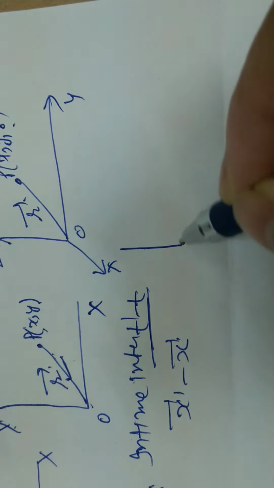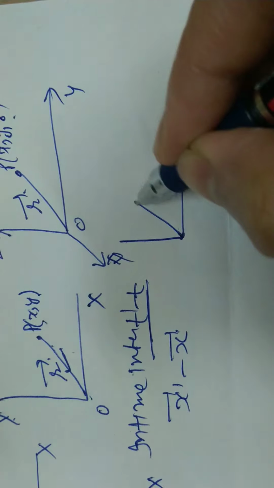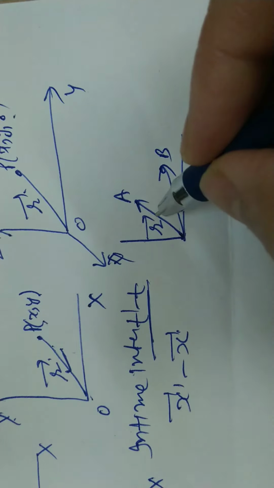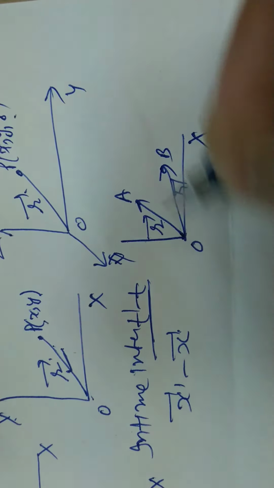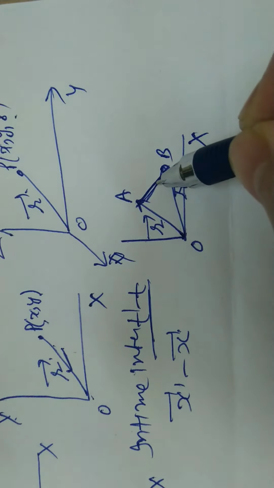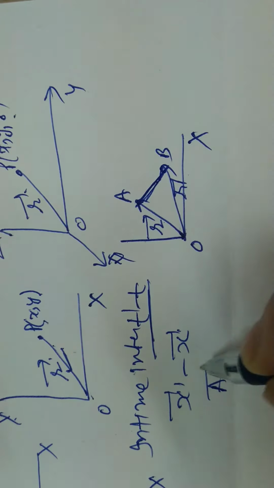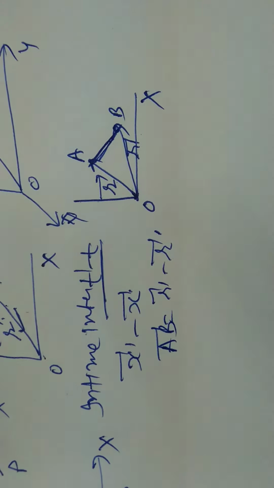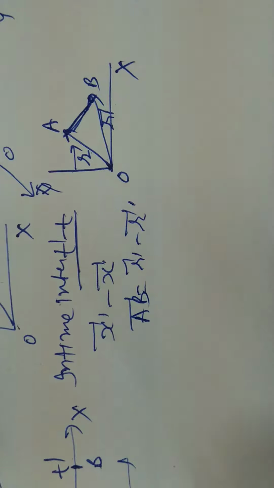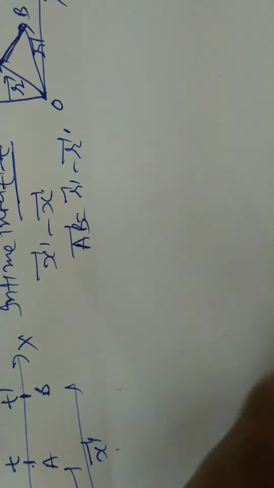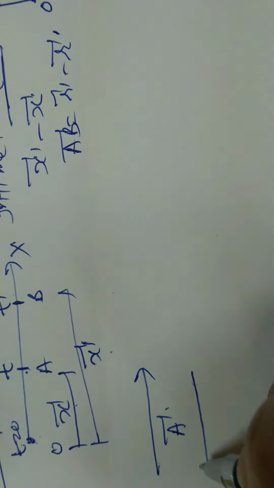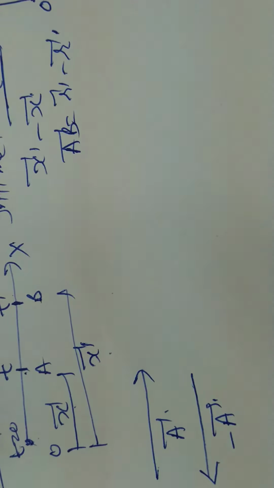If we want to show it in two dimensions, A and B have position vectors R and R dash from the origin. Then the AB vector, the displacement vector, is R dash minus R. So the displacement vector is the difference between the two positions. Two vectors are equal if their magnitude is the same and their direction is the same. How do we write the negative vector? If we have this vector A, its negative vector is in the opposite direction but has the same magnitude.